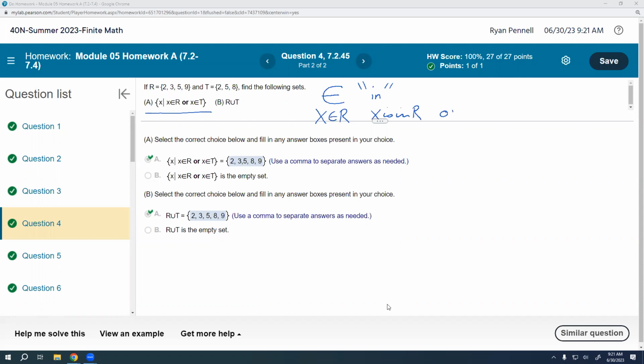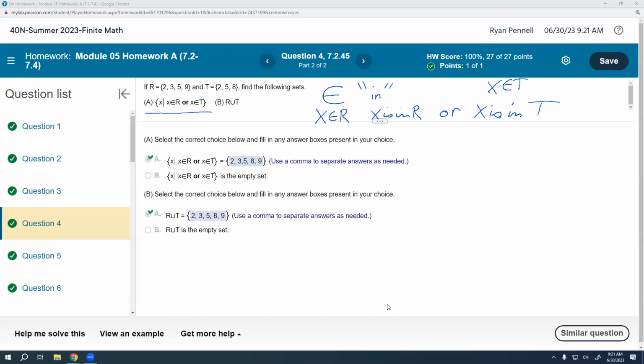Or X is in T. That's what that means. X element T, X is an element of T, X is in T. And so it's saying X is in R or X is in T.